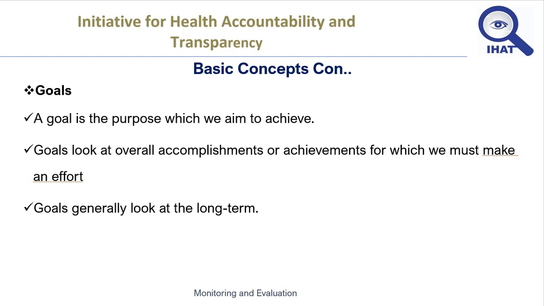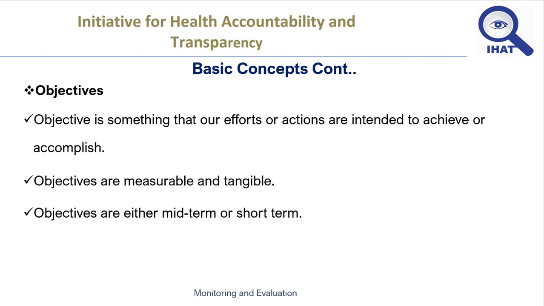It is usual to hear about goals and objectives. A goal is the purpose which we aim to achieve. Goals look at overall accomplishments or achievements for which we must make an effort. Goals are generally long term. An objective is something that our efforts or actions are intended to achieve or accomplish. Unlike goals, objectives are measurable and tangible. Objectives are either mid-term or short-term, and they are often described as being SMART in a project or a program.